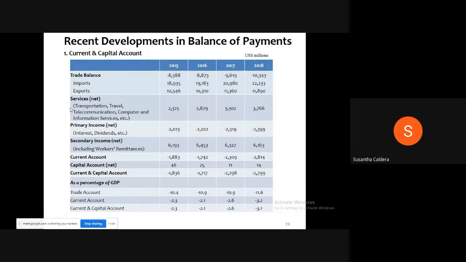It is due to the volume. From 10,546 to 11,890: 11,890 minus 10,546 is 1,344, divided by 10,546, exports have increased by 12%. And imports have increased much more than that. Right? Okay.